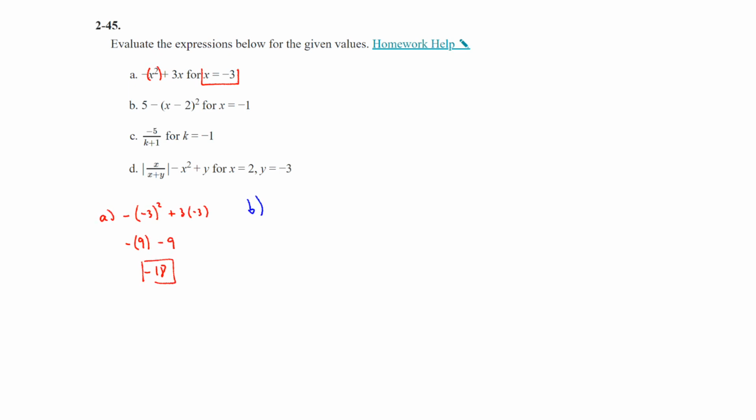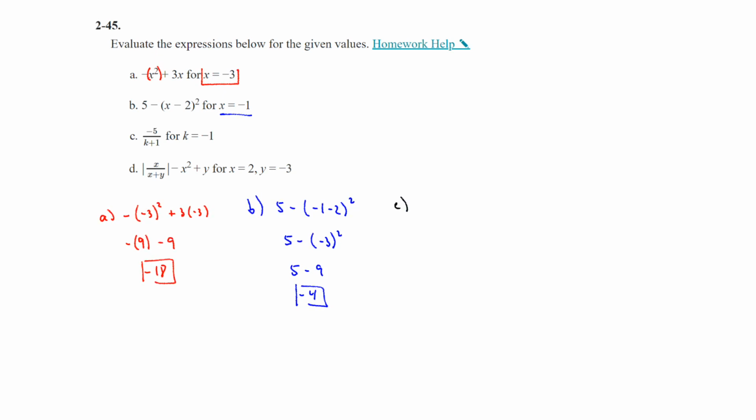For B, we have 5 minus the quantity x minus 2. X is -1, so that's -1 minus 2 squared. 5 minus -3 squared. -3 squared is 9, so 5 minus 9 is -4.